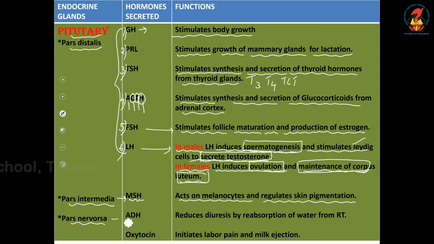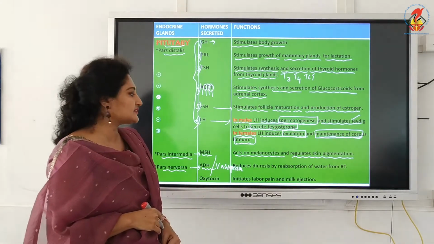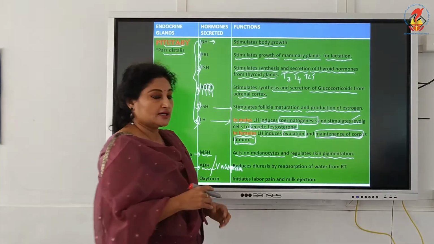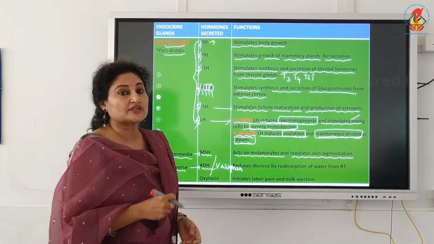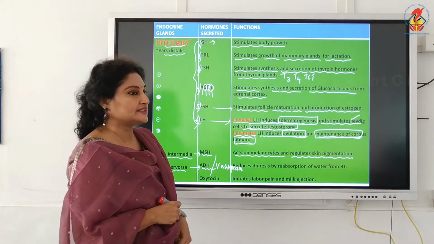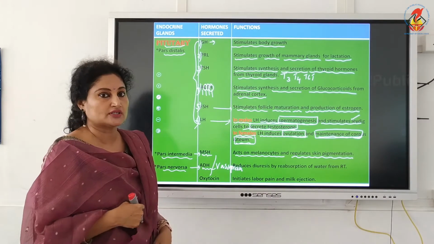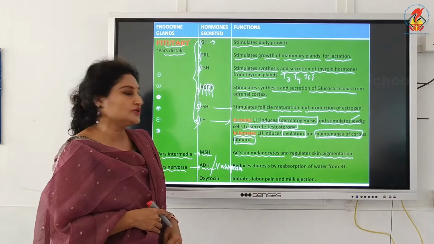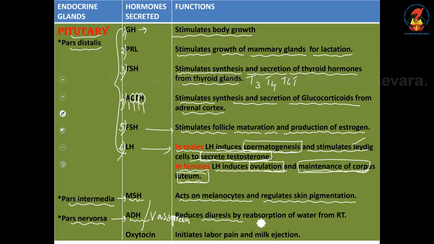Then pars nervosa secretes 2 important hormones, ADH. Another name for ADH is vasopressin. And we have already learnt in the excretory system, vasopressin, or ADH, helps in the reabsorption of water from the renal tubule and thereby conserving water. We do not lose water through the urine. So, it reduces diuresis. That means hypertonic urine by reabsorption of water from the renal tubule.